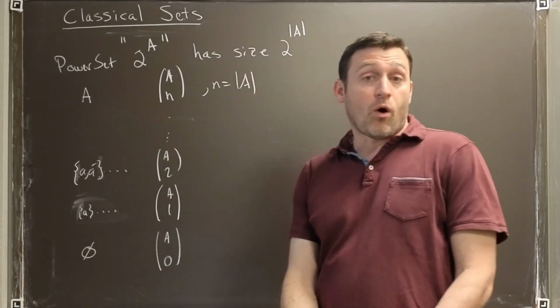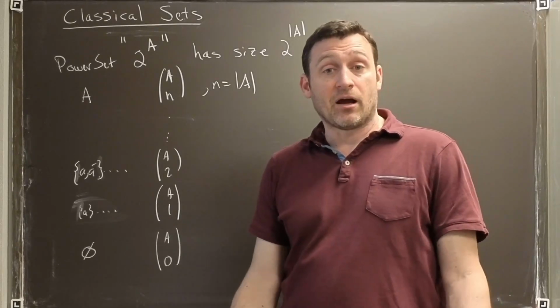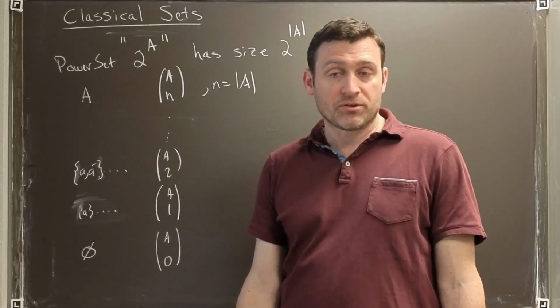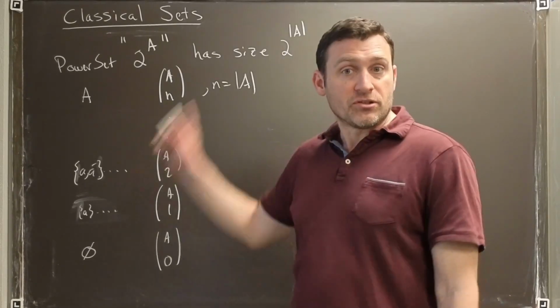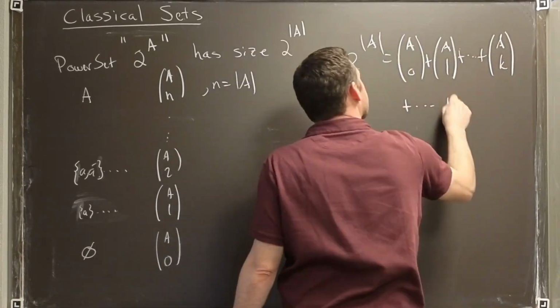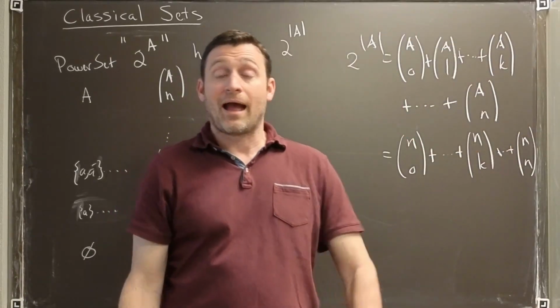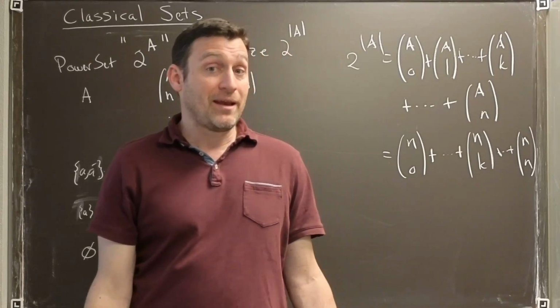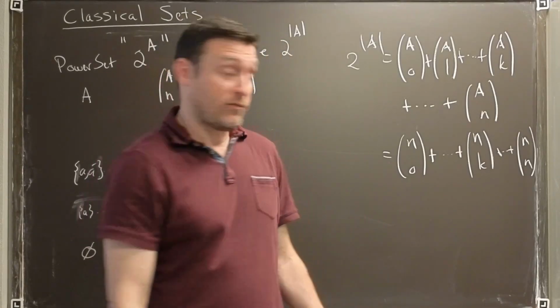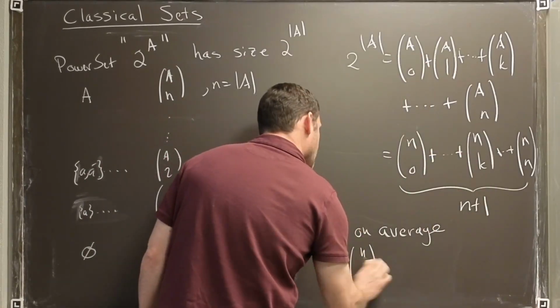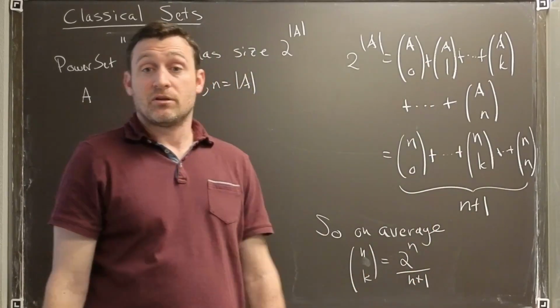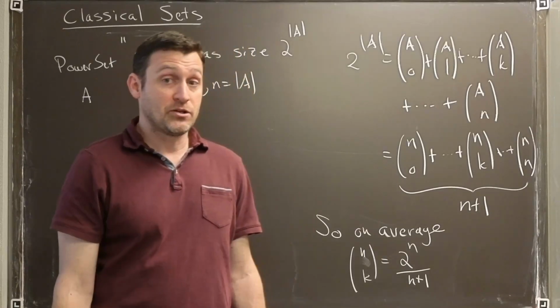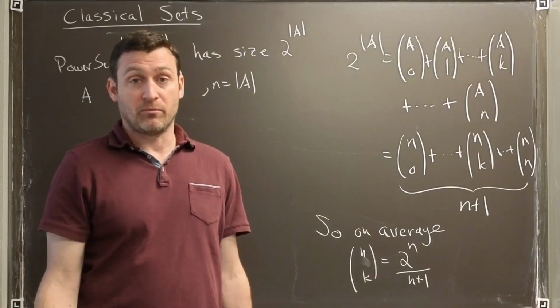And so we see that all the subsets have to be adding up all of these binomial numbers. But the total number is 2 to the A. So how many terms are we adding up? Well, we start by counting in 0 and end in n. So there's n plus 1 of these. So on average, the size of binomial coefficient n choose k is 2 to the n over n plus 1.